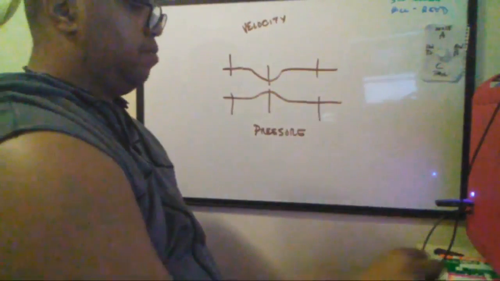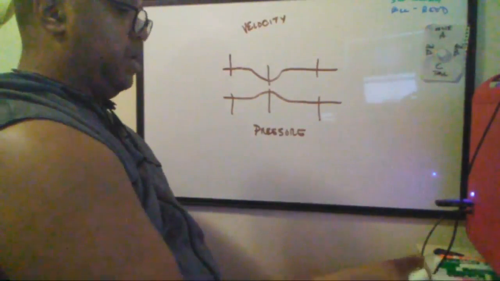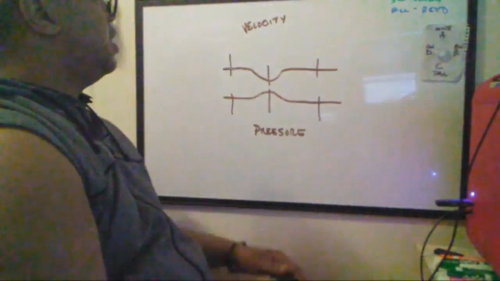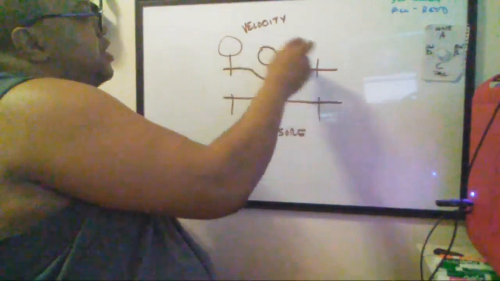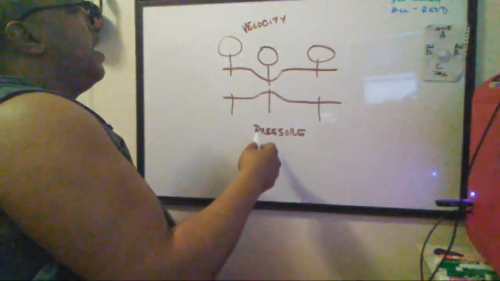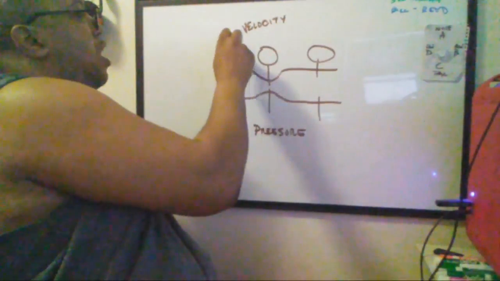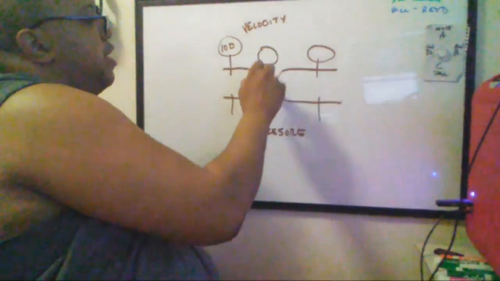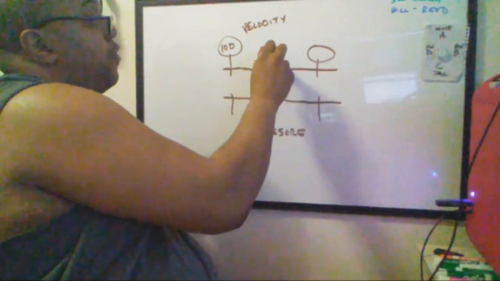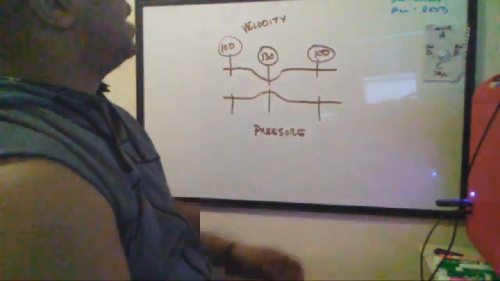So let's look at velocities. In this case, velocity is on top. We have a gauge up here, a gauge here, and a gauge here for velocity. Let's say this airflow, water flow, was moving at 100 miles per hour. When we get to this constriction, it's actually going to move at 130. And then when we get back here, it's going to slow back down to 100.